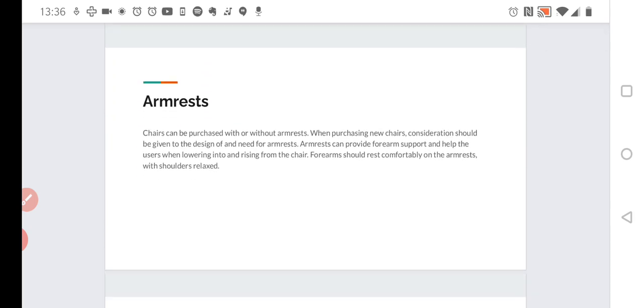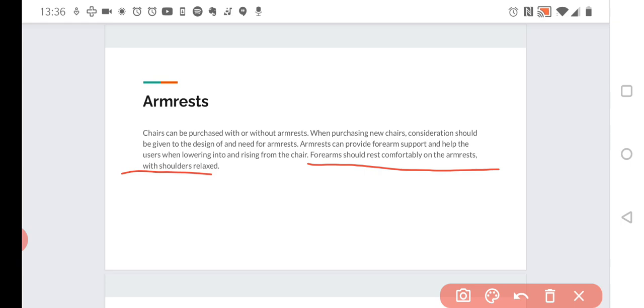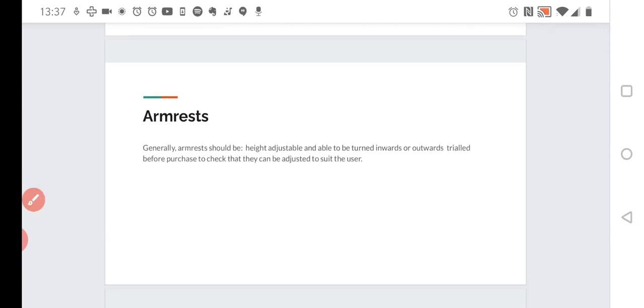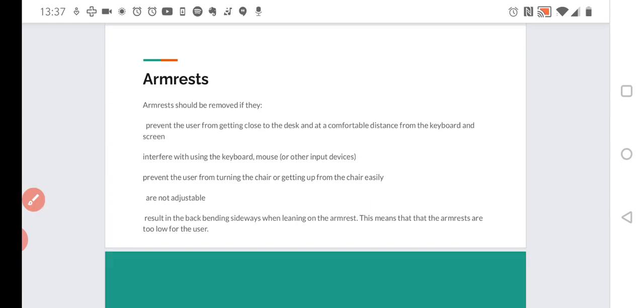Armrests. Chairs can be purchased without armrests or with them. So it mainly depends on the style of work of the worker. But forearms should rest comfortably on the armrests with shoulders relaxed, if those armrests are needed. Generally, they also need to be highly adjustable, to be turned inwards or outwards. Try it before purchase to check whether it can be adjusted to the user. So they should be removed in some cases.